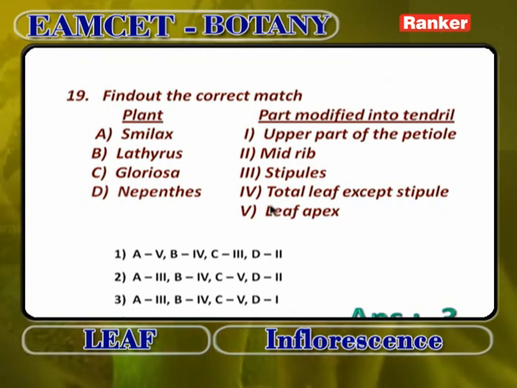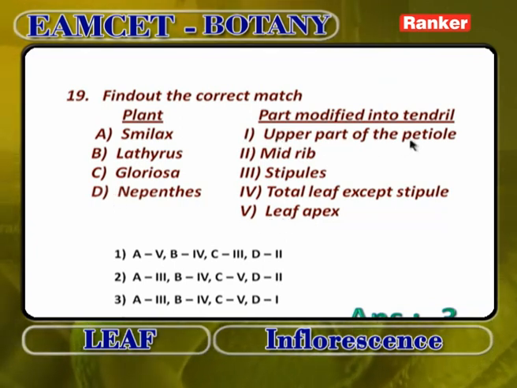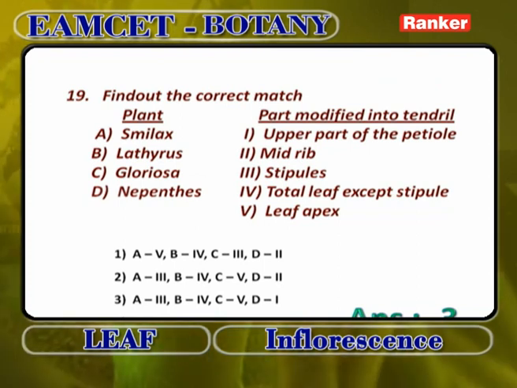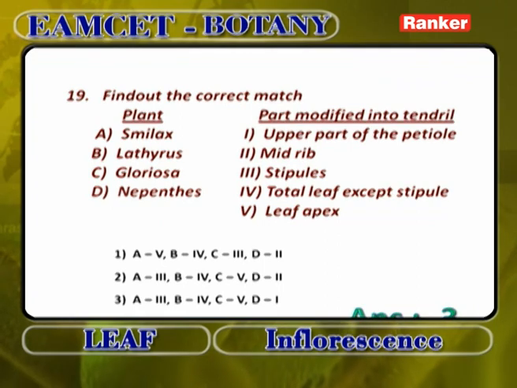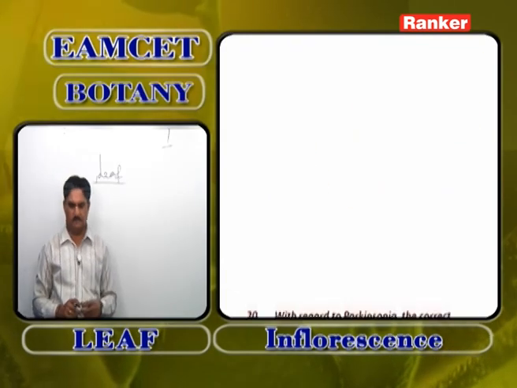In Gloriosa, the leaf apex is modified into tendril. In Nepenthes, the upper part of the petiole is modified into tendril. So Smilax stipules are modified into tendrils. In Lathyrus, the total leaf except stipules is modified into tendril because the stipules are broad, expanded and leaf-like. Gloriosa leaf apex is modified into tendril, and Nepenthes upper part of the petiole is modified into tendril. So answer is A3, B4, C5, D1.